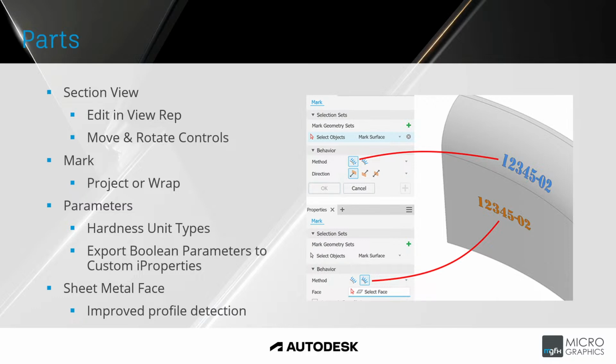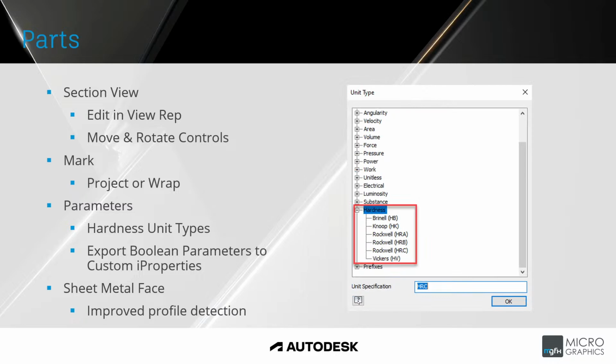Small improvements under parameters. There is now a new parameter unit type called hardness, a new category with a couple of new unit types under there. So you can now capture hardness values as parameters within your design. Once again, going towards capturing that design intent and manufacturing process. We can also export Boolean parameters, so your true-false parameters, they can now be exported to custom properties as well.